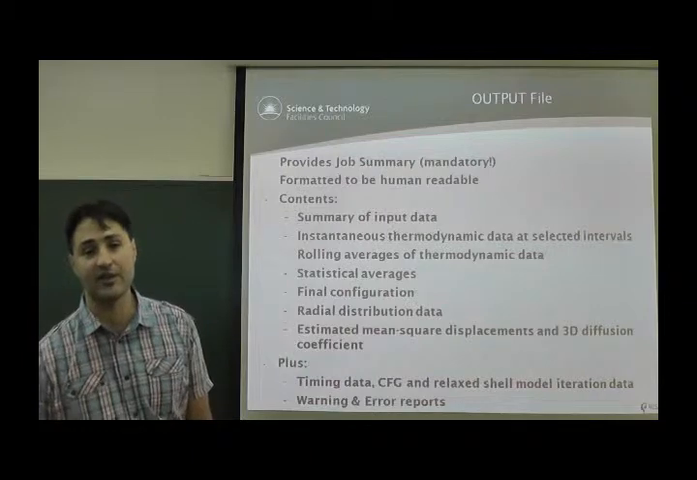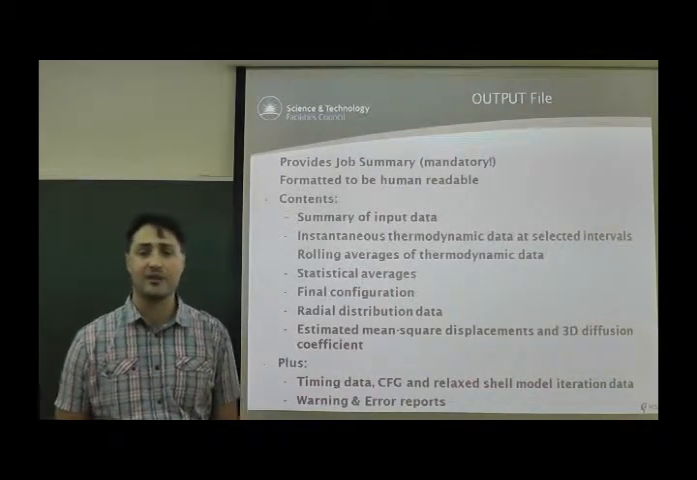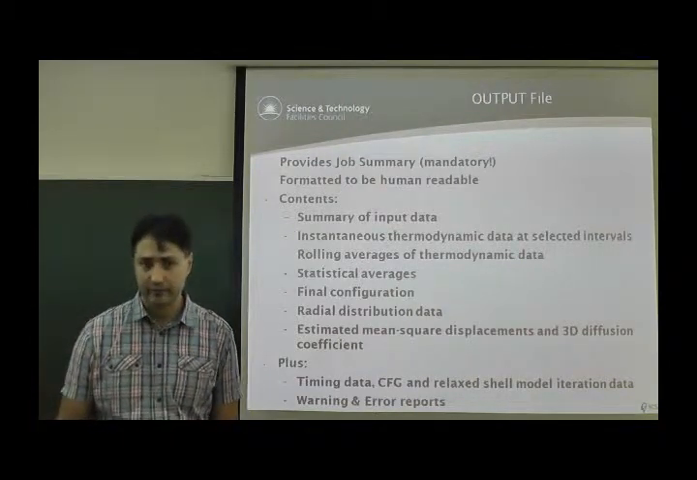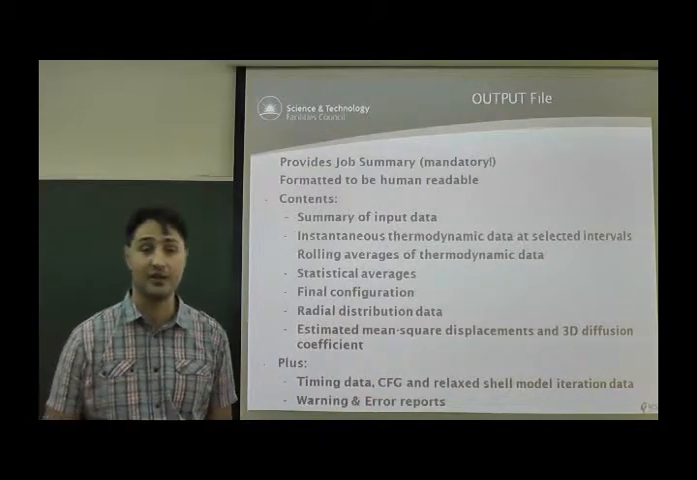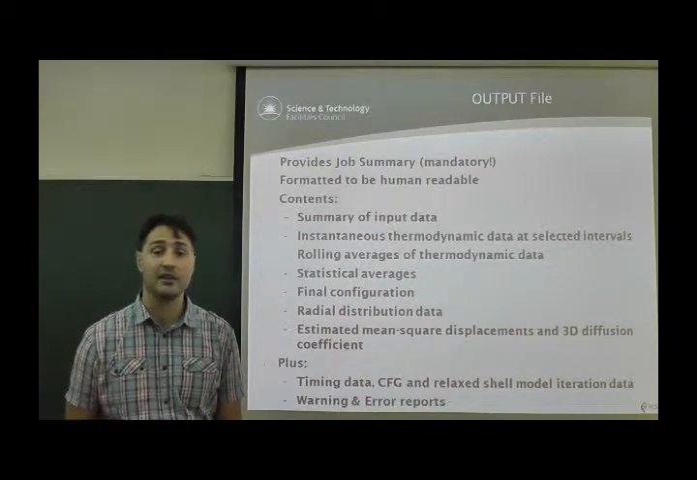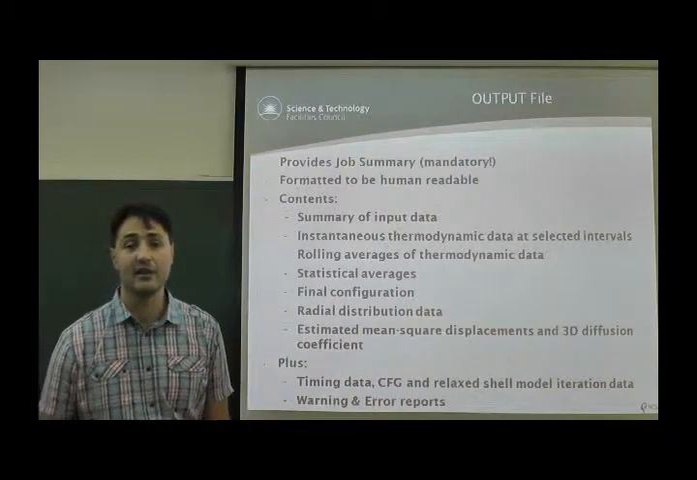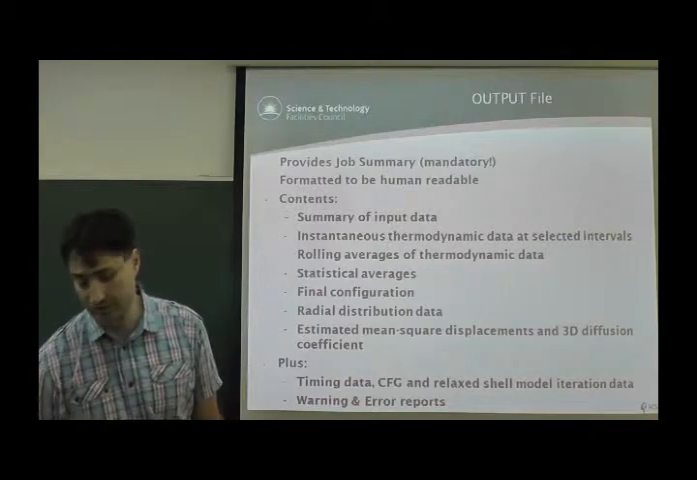There's some estimate of the mean square displacement and the 3D diffusion as well. There's some extra data like timing data, conjugate gradient method data, relaxed shell model data. Because we use conjugate gradients in the relaxed shell model, we need to see how the cycles go. And a lot of warnings, and if the simulation comes to an abrupt end, it is usually in a controlled manner and with an error report.